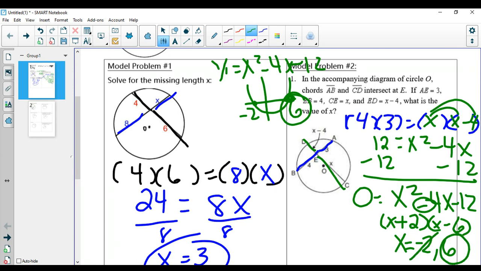So if you look at my worksheet, those were the 2 model questions. Your answer was 6. You could go ahead and check it if you want by plugging it in.